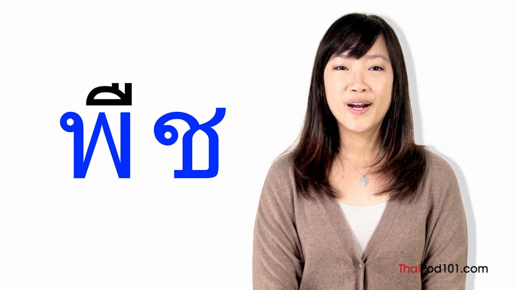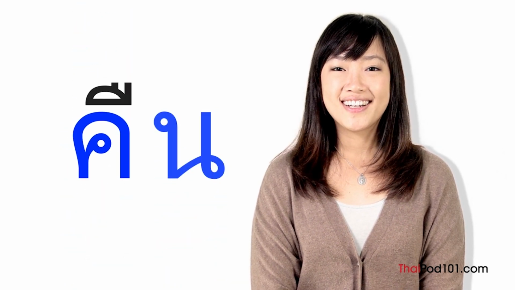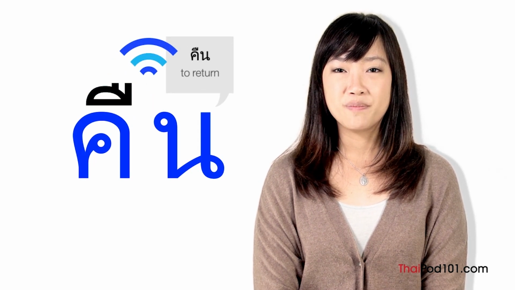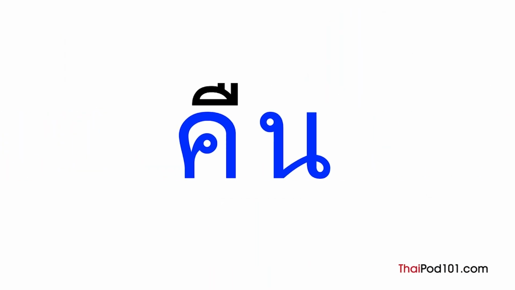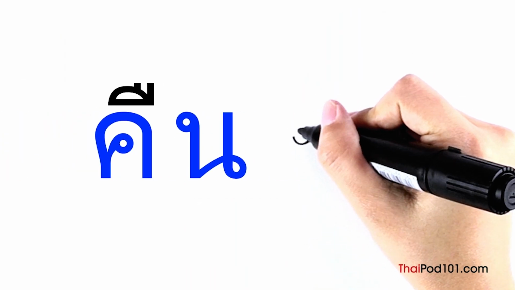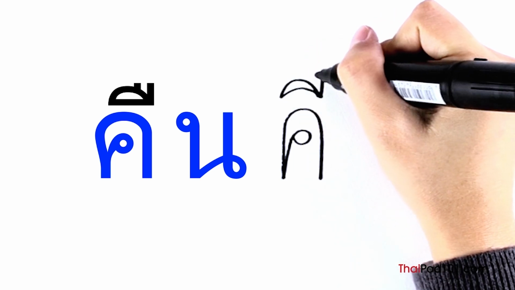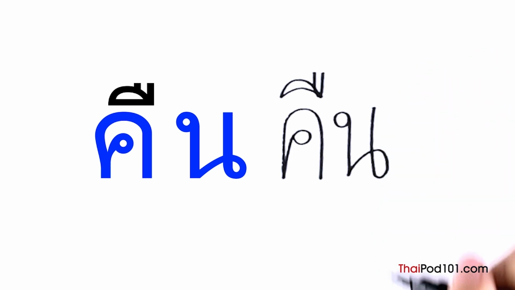Now let's try a word using the letter คอควาย that we learned in this lesson. คืน means to return. คืน is mid-tone because it has a low-class consonant and a live ending. คอควาย สระอือ นอหนู คืน.